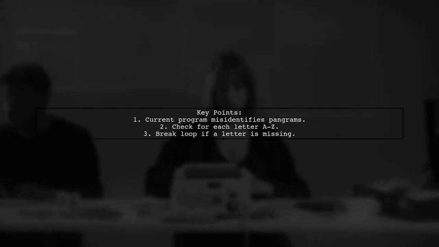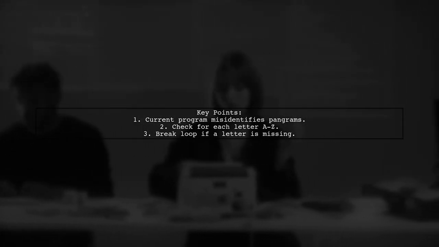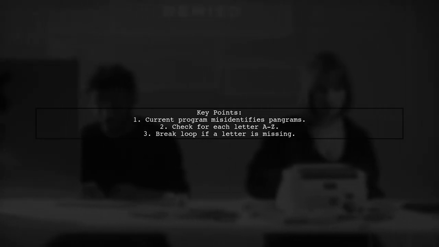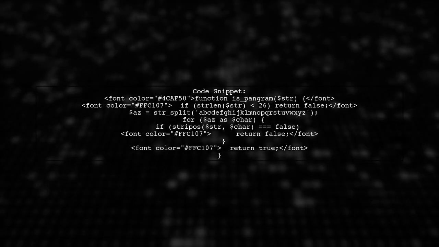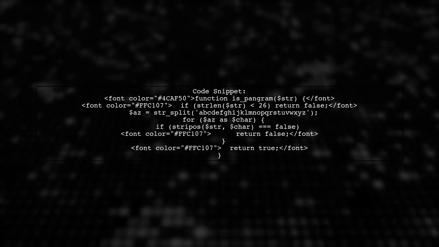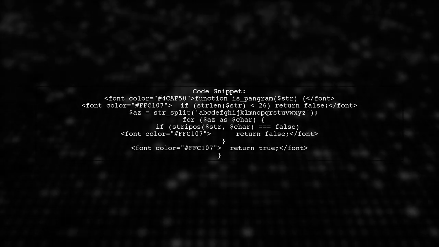Let's now look at another user-suggested answer. The current program incorrectly identifies strings with 26 or more letters as pangrams, even if they don't contain every letter. To fix this, you can break the loop if any letter from A to Z is missing. Here's a simple function to check if a string is a pangram. It first checks if the string length is less than 26. Then, it checks for each letter in the alphabet. Using regex isn't optimal for this task. Instead, consider using array_map and str_count for a more efficient solution.